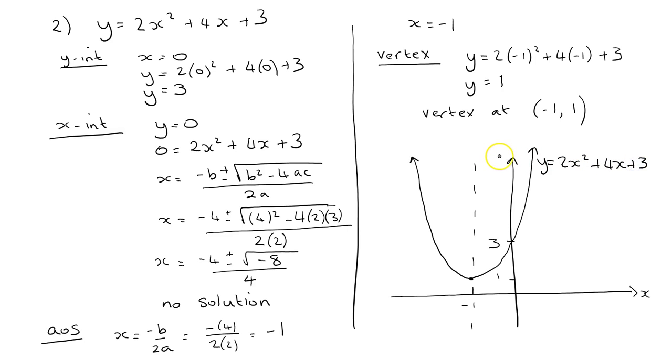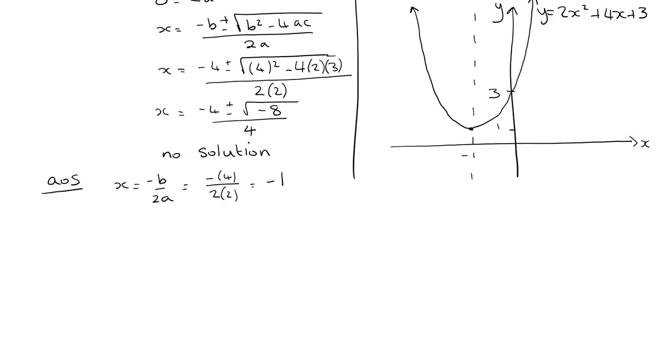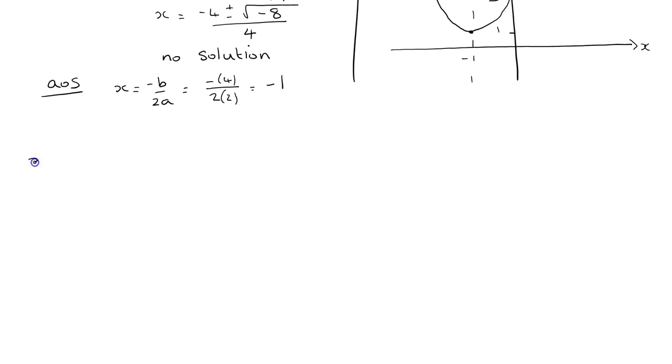Okay, just better put all the labels on so it's all done correctly. And that's our graph of our parabola. And onto our last example, number 3. y is equal to 4x minus x squared.